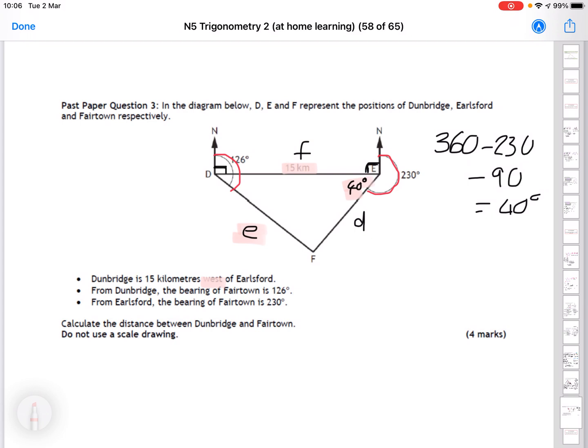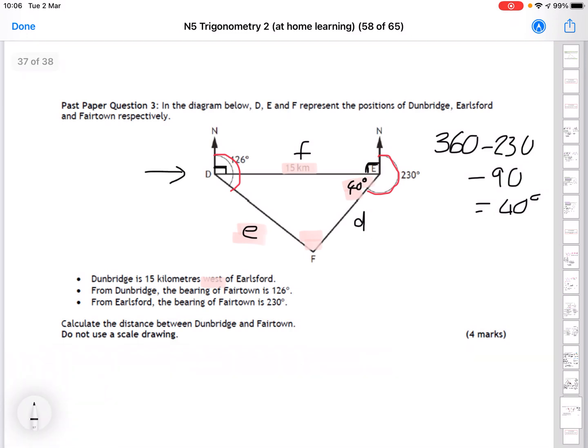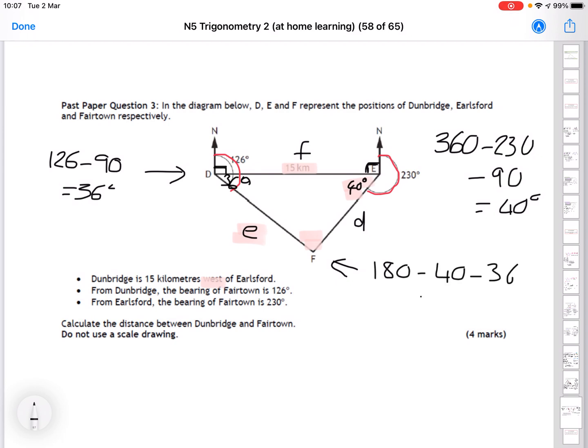So if we were going to use sine rule, we would need the angle down at F. Now we can also fill that in because we can do the same on this side as we did on the right hand side to fill that angle in. So we know that's 126, and if we take away just the 90 we'll be left with just that part in the triangle. So that leaves us 36 degrees in this corner here. So we can now for F do 180 minus 40 minus 36 to get that last angle, so 104 at the bottom.